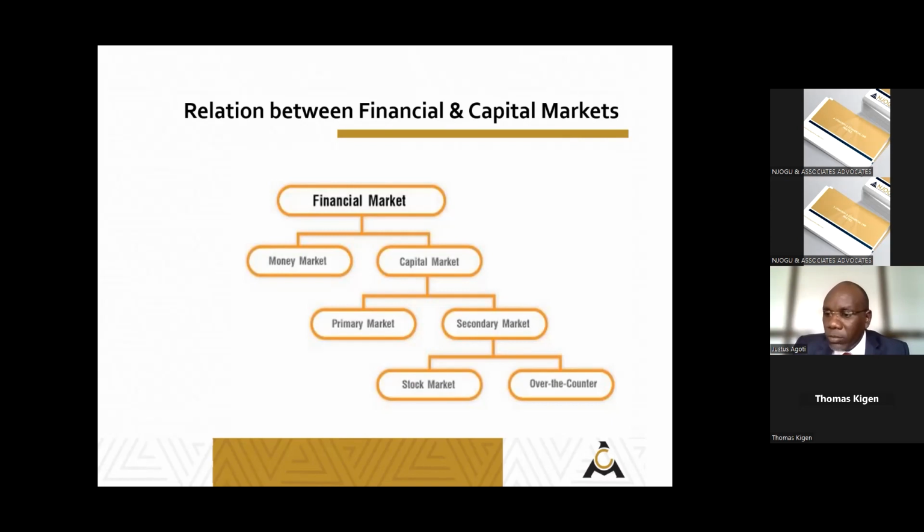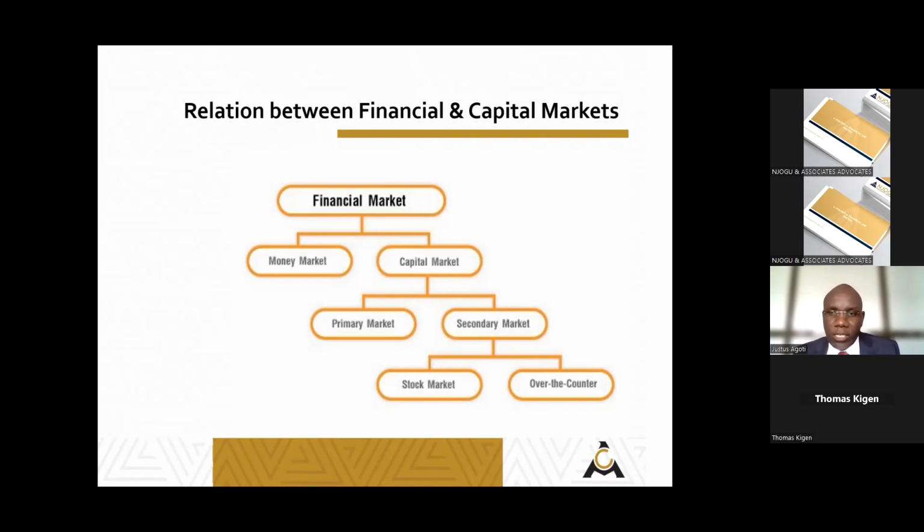So if you had bought this share at 2 shillings and you realize after 2 weeks the share price has gone to 3 shillings, then you can comfortably sell. And that happens in the secondary market. So in the primary market, it is when you are selling the shares to the first, or can I call them initial investors, who can actually sell to somebody else in the secondary market.